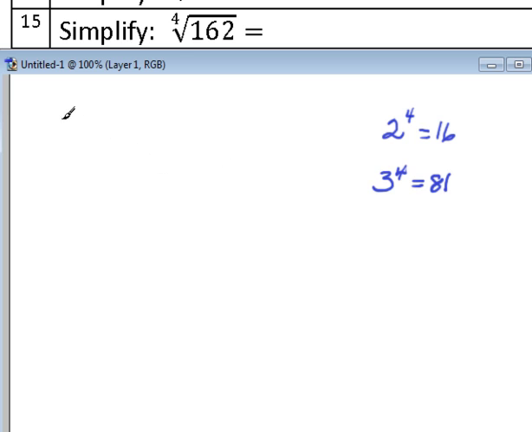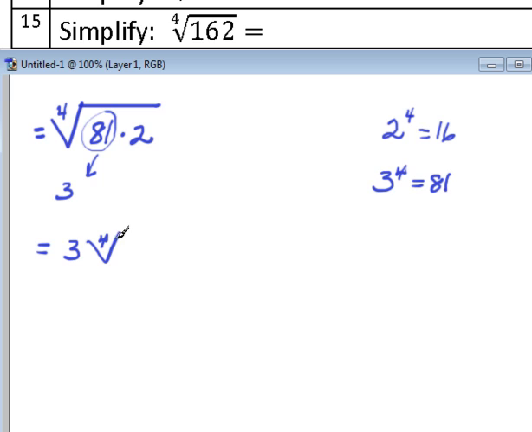So let's factor 162. Just try dividing by 2 first. We divide that by 2 and we get 81. 81 times 2. So here we have our 4th power, 3 to the 4th. This comes out of the radical as a 3. So we have 3 times the 4th root of 2.